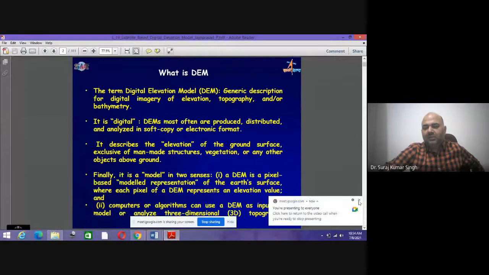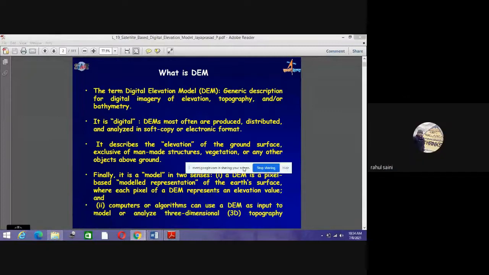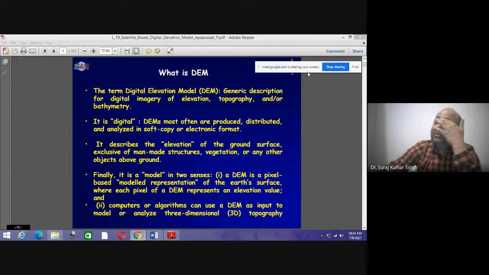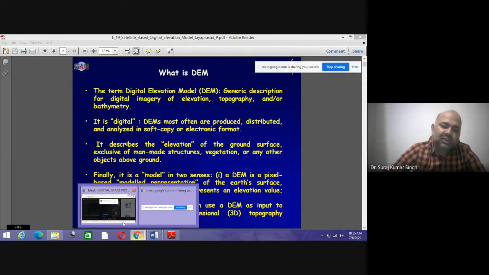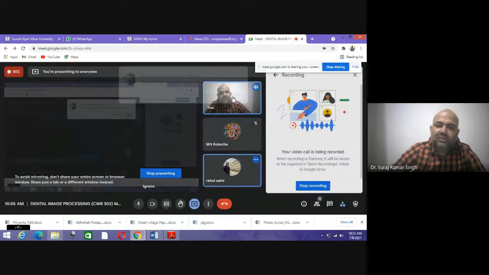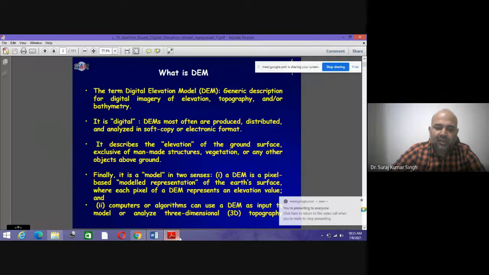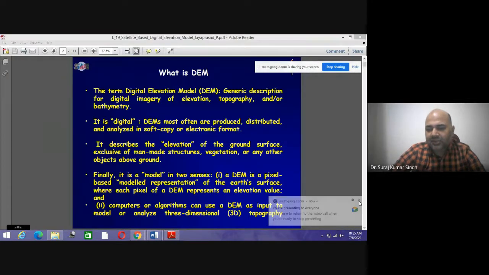So, as we have already seen how remote sensing and GIS technology is being used in different natural resource management, you will always be learning terms that are very popular in GIS. Those terms are digital elevation model.